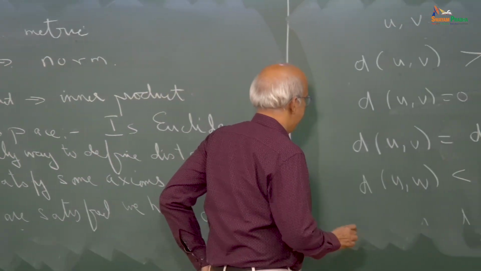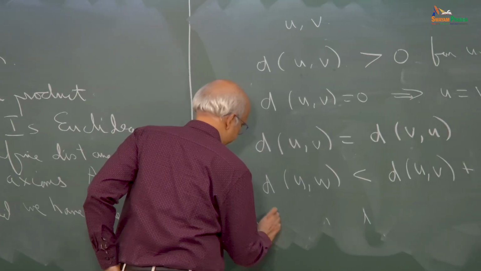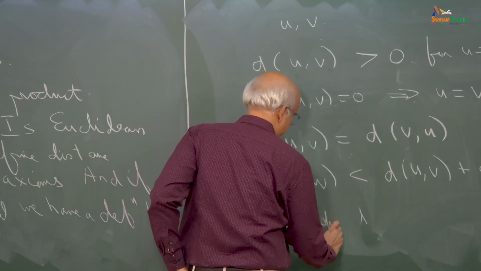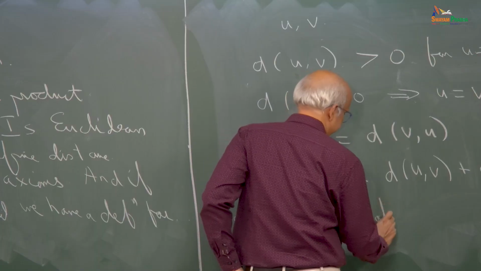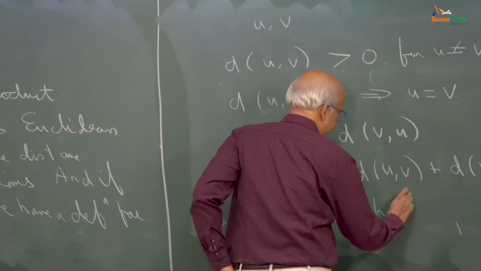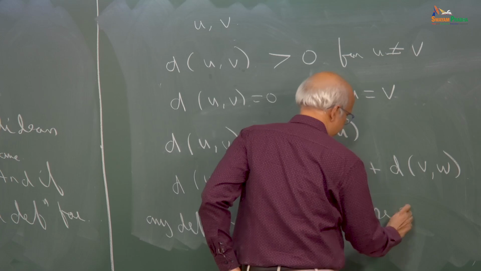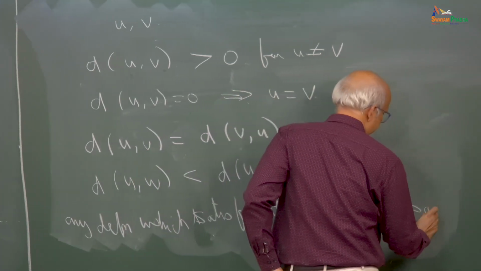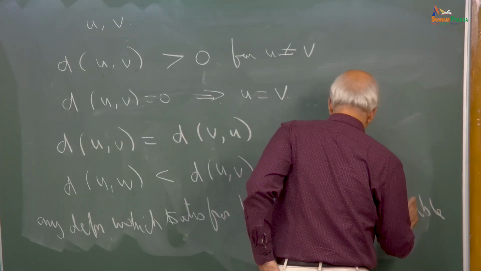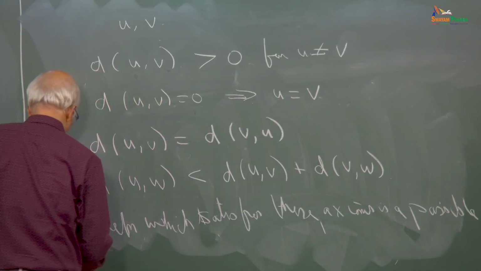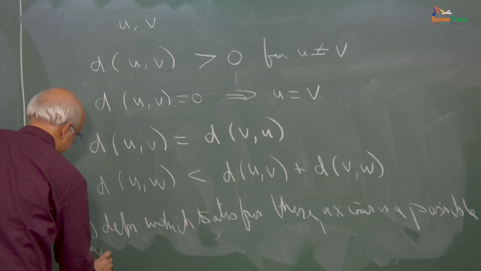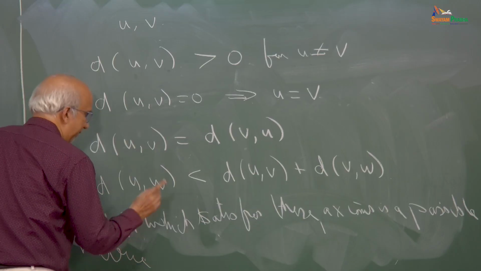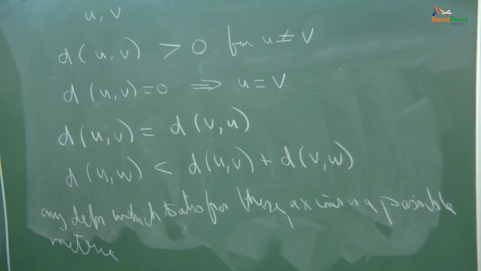So, any definition which satisfies these axioms is a possible metric, or can be used as a possible metric, okay.